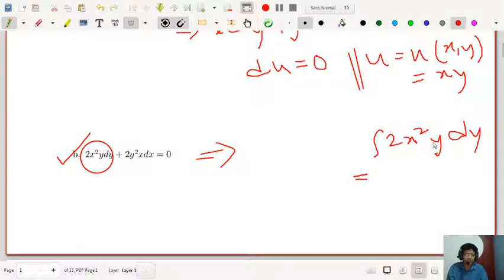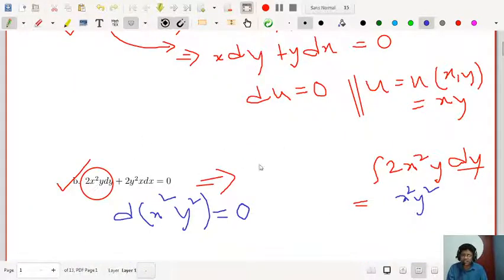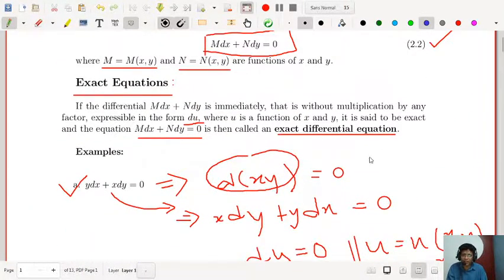So let us integrate this. When you are integrating with respect to y, 2x² is treated as a constant. It is a rule. When you integrate y dy, it will be y²/2. So naturally you get x² y², and in the second term also you get the same thing. So this can be written as d(x² y²) = 0, the differential of x² y² equal to 0. And what is the advantage of taking this d of u? Why am I taking this exact differential form?